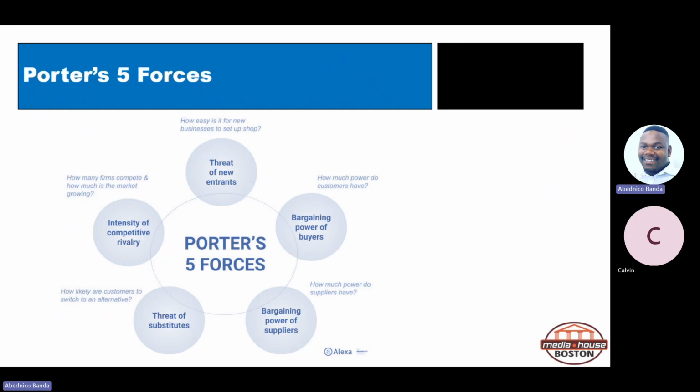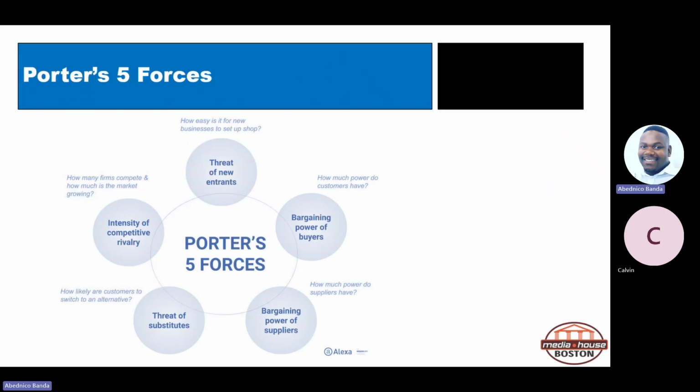Then when you are looking at suppliers, ask yourself a question: how much power do suppliers have? Because suppliers can control the brand, saying that you are limiting the suppliers that you are going to give you versus the suppliers that you are going to give your competitor. You also look at the threat of substitute. How likely are customers to switch to an alternative?